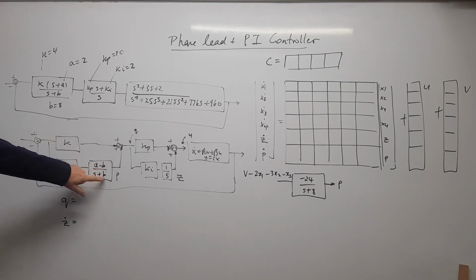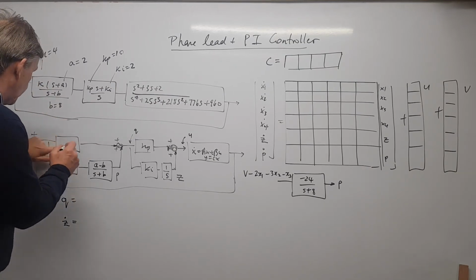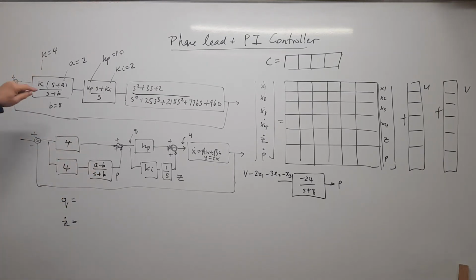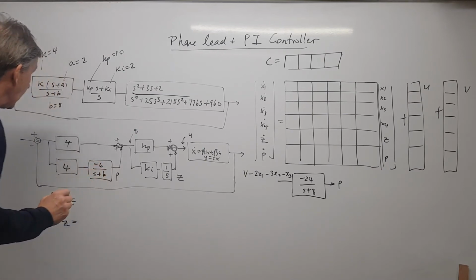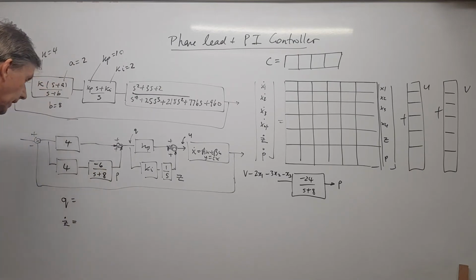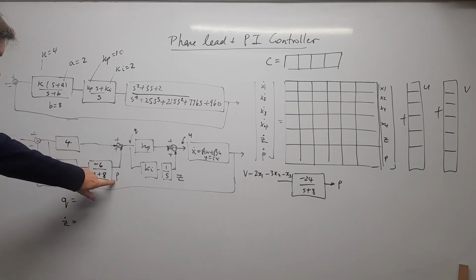and then an A minus B over S plus B. So this is this alternative form of this. I'm going to put the numbers in now. So K is 4, A minus B, A is 2 and B is 8, so A minus B is minus 6 and B obviously is 8. So there's my phase lead unit now in the correct format with P as the output from this little first order lag here.